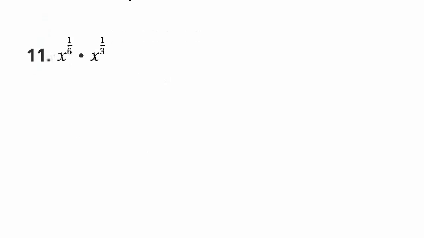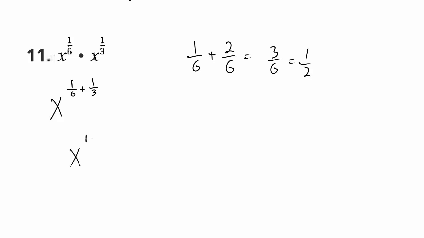For number 11, we can simplify these by using the rule that when you multiply powers with the same base, you add the exponents. So you take x and you raise it to the power of whatever 1/6 plus 1/3 is. And off on the side, the common denominator is 6. So it's really 1/6 plus 2/6, which gives you 3 over 6, which gives you 1/2. So your answer is x to the 1/2 power.